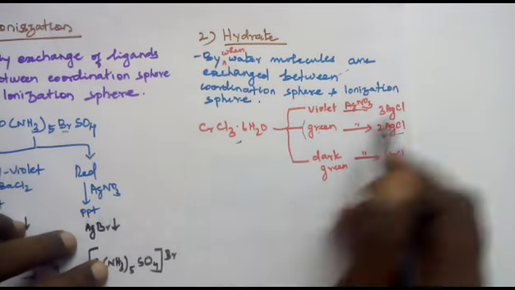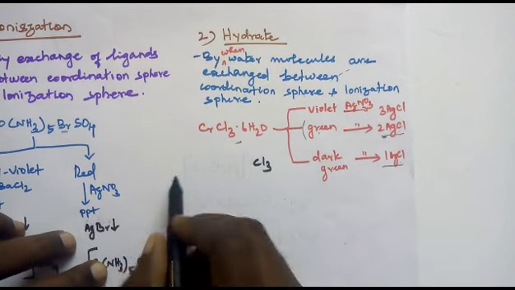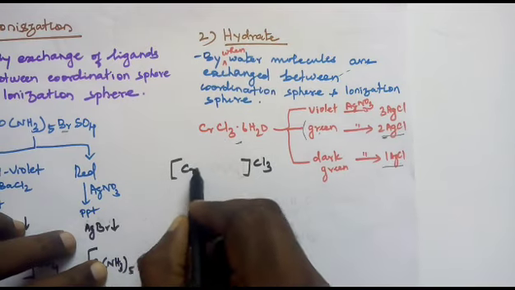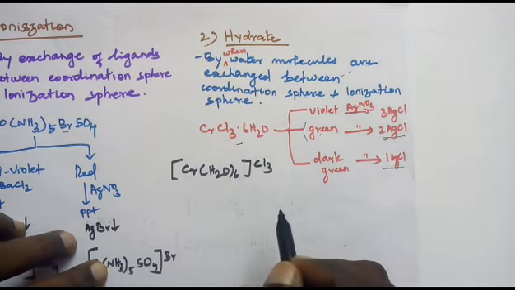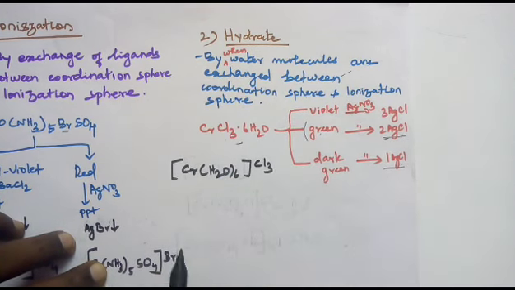So write down the first one: 3 chloride outside the sphere. So what is there inside? Write the remaining thing: chromium, H2O, 6. Hexaaqua chromium(III) chloride. This is the first one, the violet color complex.